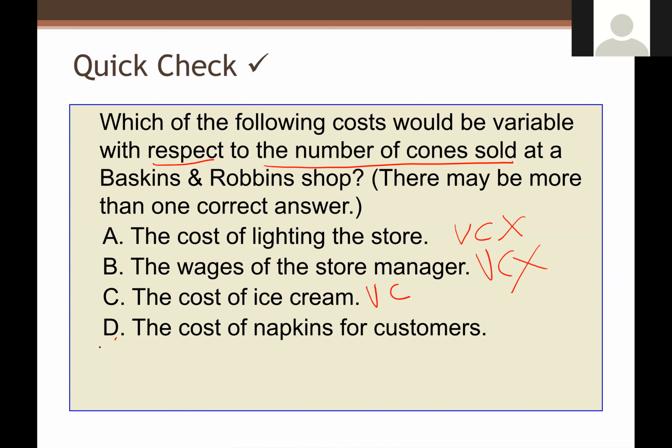And D, the cost of napkins for customers, is also variable, right? If you sell 100 cones, you will have to provide 100 napkins. If you sell 1,000, you need to provide 1,000 napkins, right? That's variable. The answer is going to be C and D. Very nice.